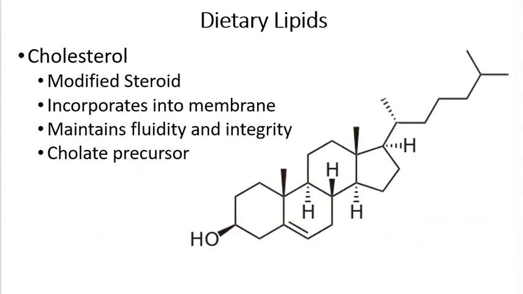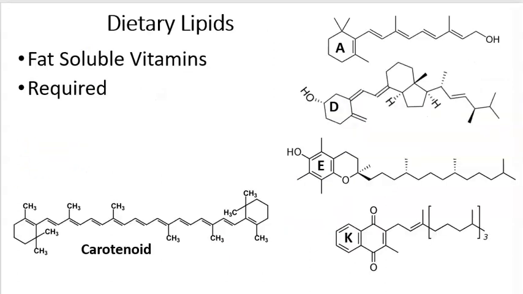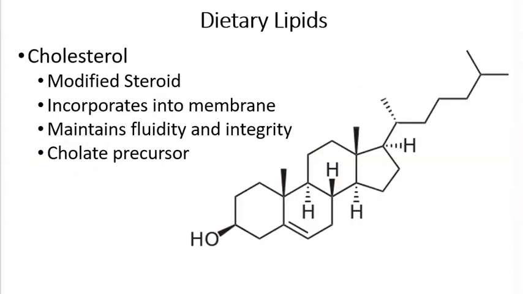Cholesterol is also considered a dietary lipid. We modify cholesterol for steroids and hormonal components in our bodies. It also incorporates into membranes and changes the fluidity of membranes. And we're also going to talk about it as a cholate precursor. So we use this to help flush our bodies of other components, and I'll talk about that when we're making bile salts and such. So I will discuss that in just a moment here.